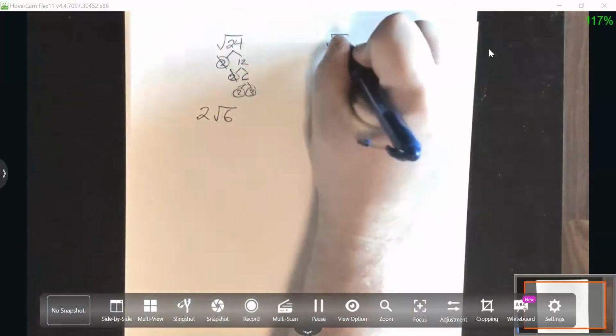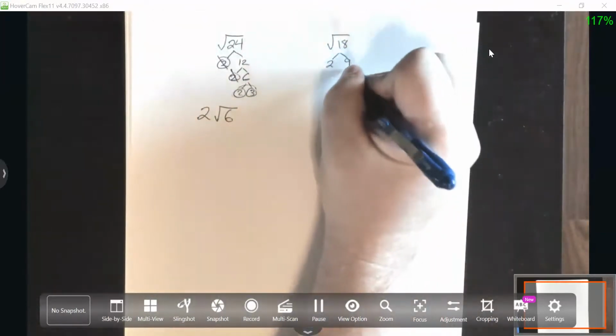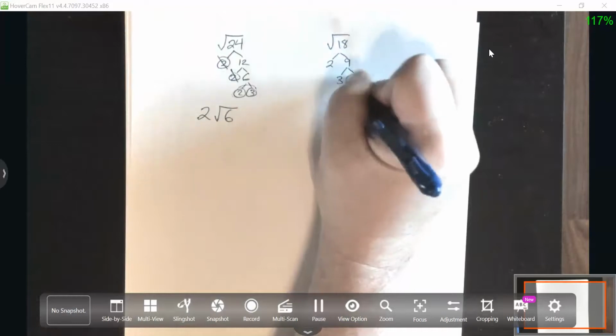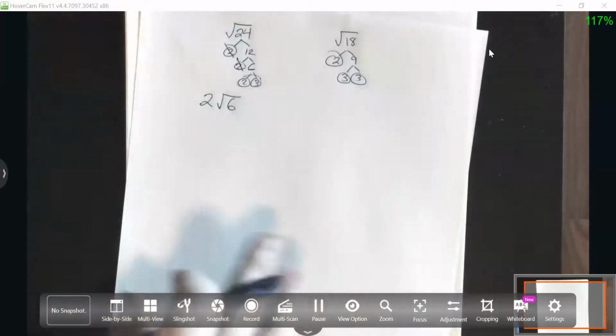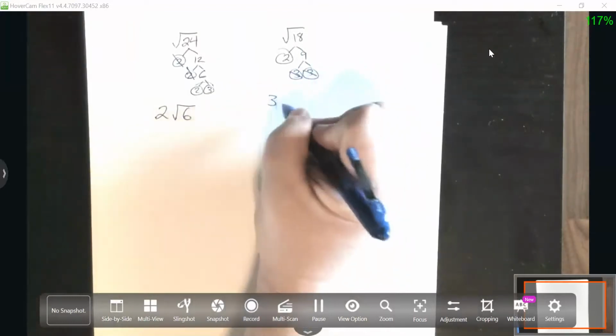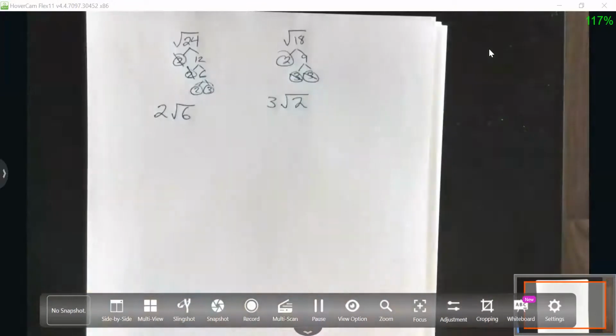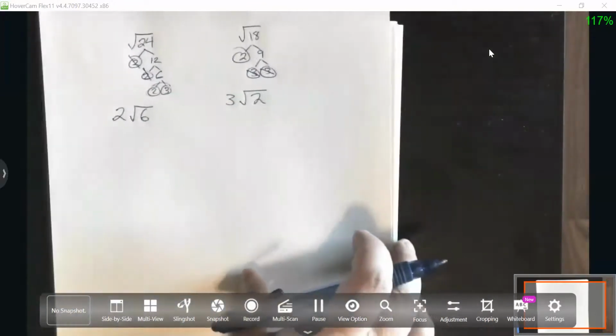If we looked at root 18, we can do the same thing. We can break it into a prime factorization tree, yielding this. Again, we're looking for pairs of numbers. So we have a pair of 3's, which means a 3 can come outside. Then we have a 2 left inside. So root 18 would reduce to 3 root 2.